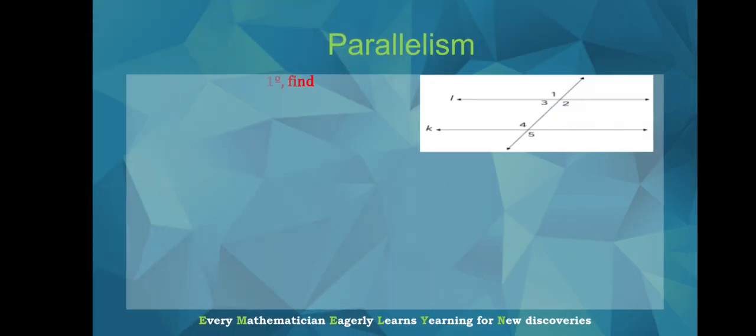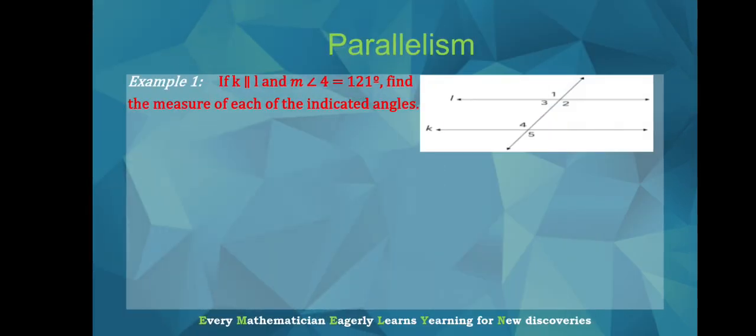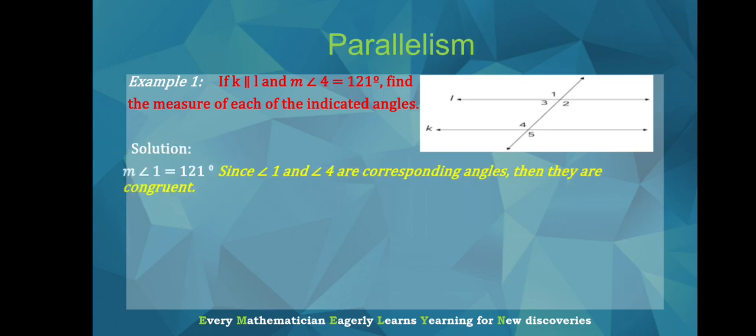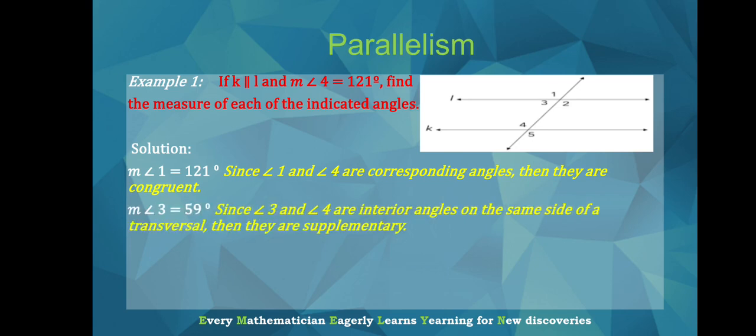Example 1. If line K is parallel to line L and the measure of angle 4 is equal to 121 degrees, find the measure of each of the indicated angles. Solution. The measure of angle 1 is equal to 121 degrees, since angle 1 and angle 4 are corresponding angles, then they are congruent. The measure of angle 3 is equal to 59 degrees.